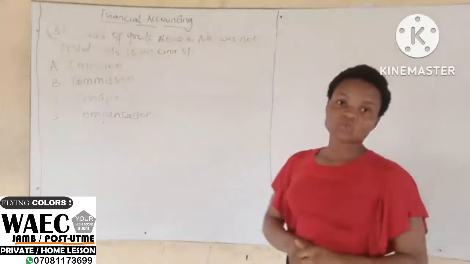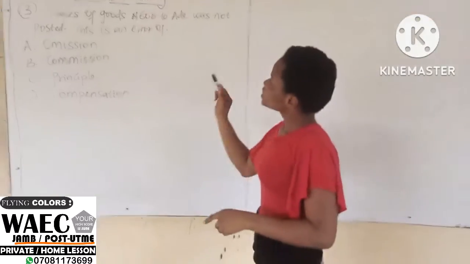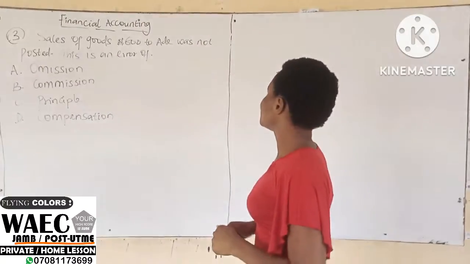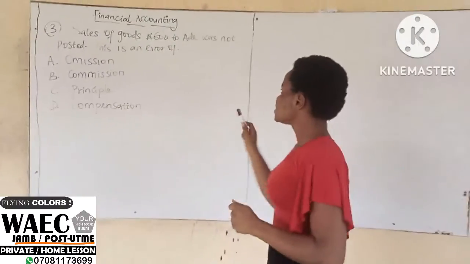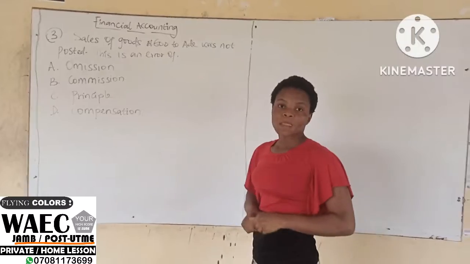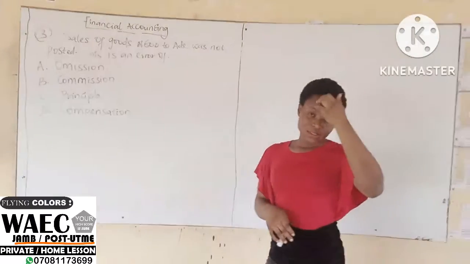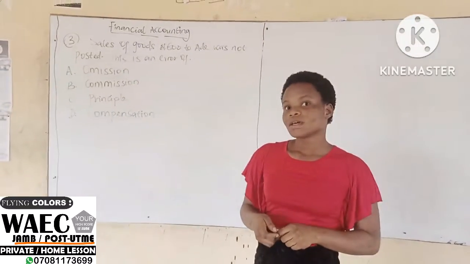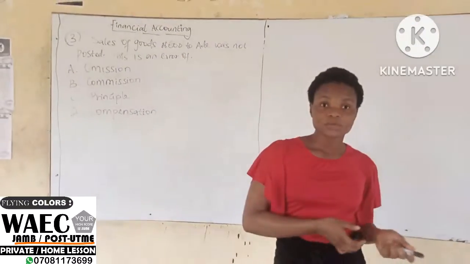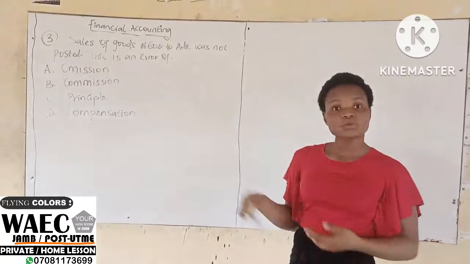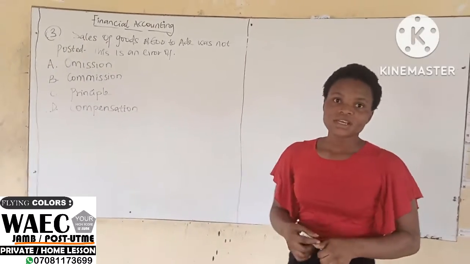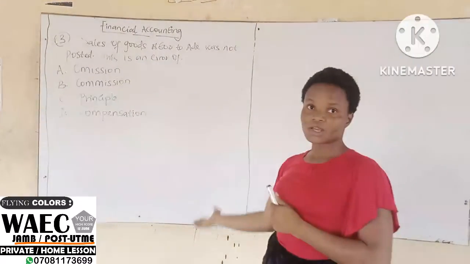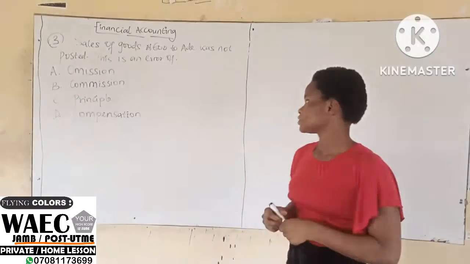Okay, now we go over to question number 3. Sales of goods 600 to Ade was not posted. This is an error of what? In financial accounting, we have different errors. We have error of omission, commission, principal, compensation, and many others, even error of double entry. But I will explain a few of the errors and then tell you the answer to the question.